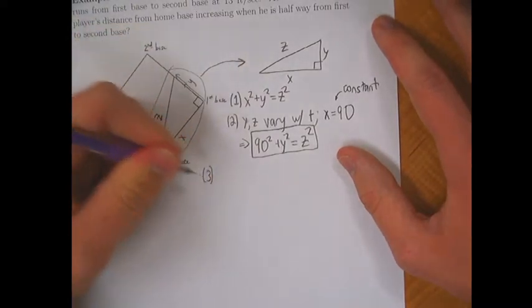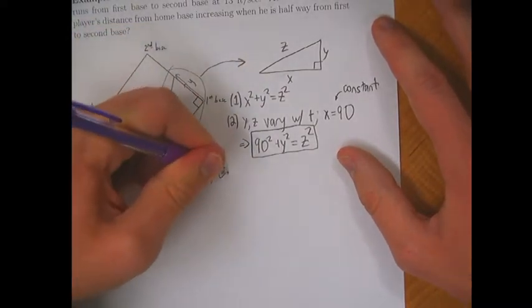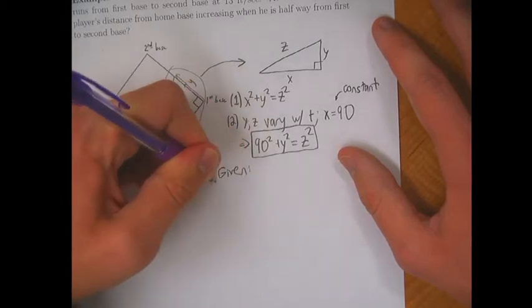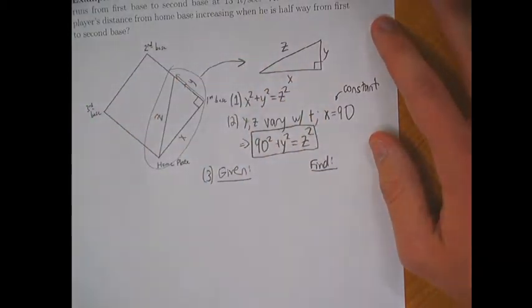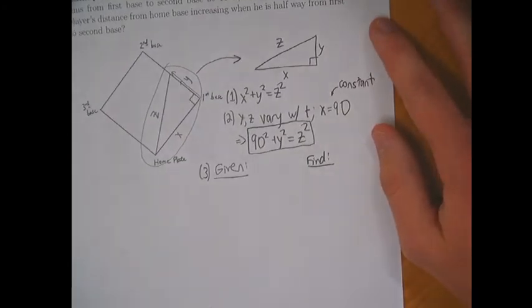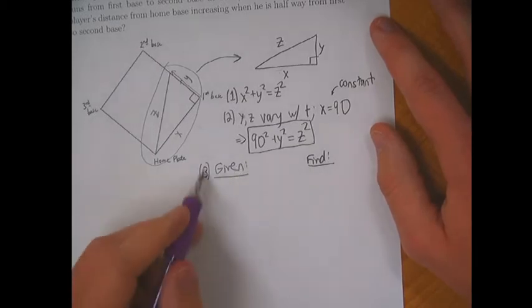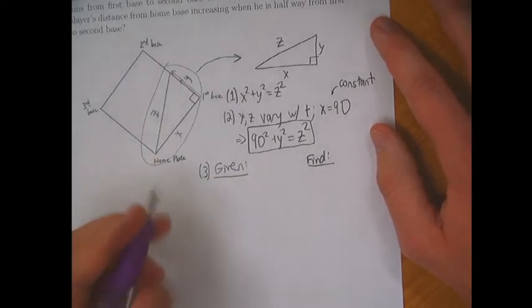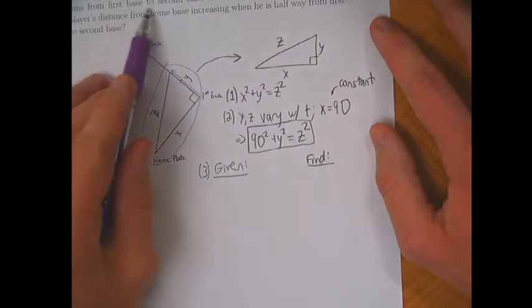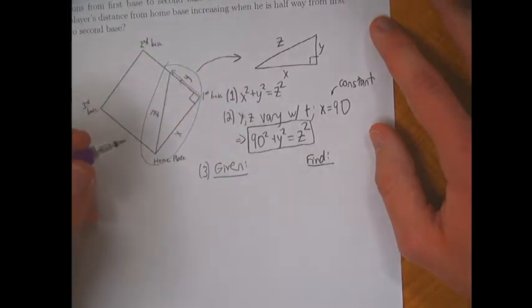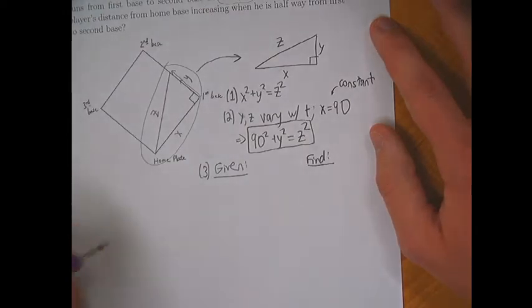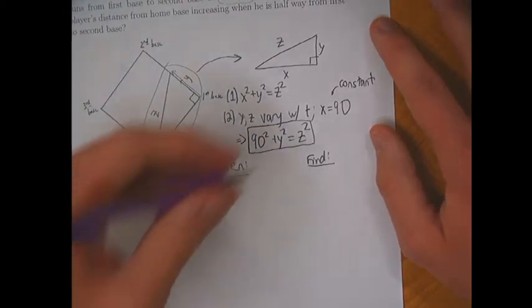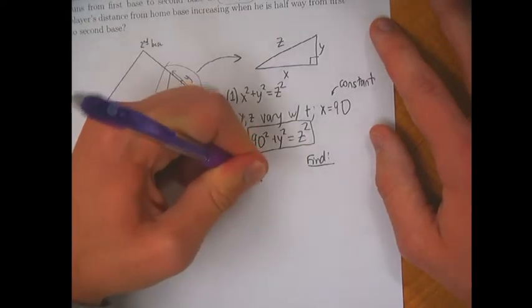So let's take a look at what we're given and what we need to find. Like we said, we've already used 90, so that's not relevant within the context of step 3. The player runs from first base to second base at 13 feet per second. So what would the 13 correspond to here? dy dt. Right, dy dt equals 13.